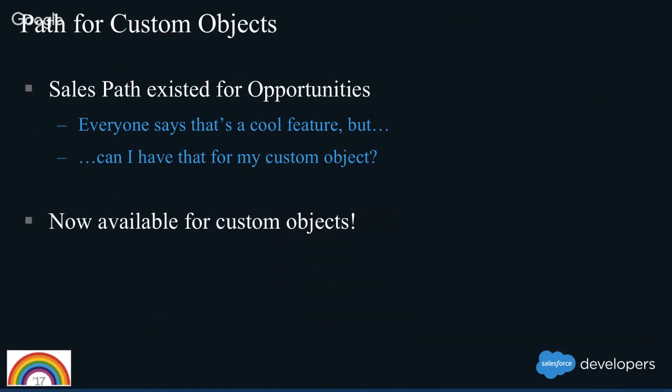And when everybody saw that, the first thing was, that is great. Can I use that on other objects? I have an ordering process or whatever type of process, and I would love to use it on that, but you couldn't. But now you can. Now you can have it on your custom objects. So you can feel free to add that path in there to help guide your users along. Useful, like I said, for ordering and stuff like that. You can see at what stage you're in.